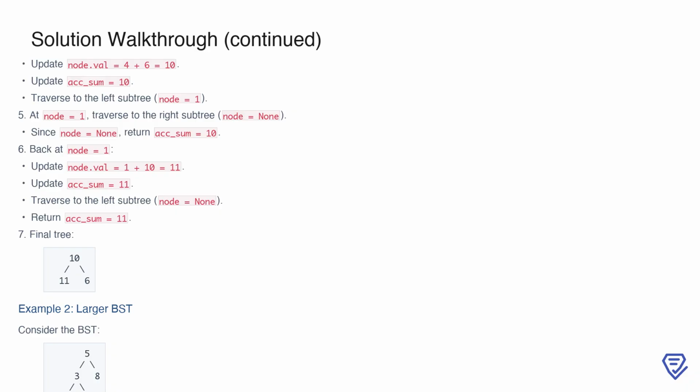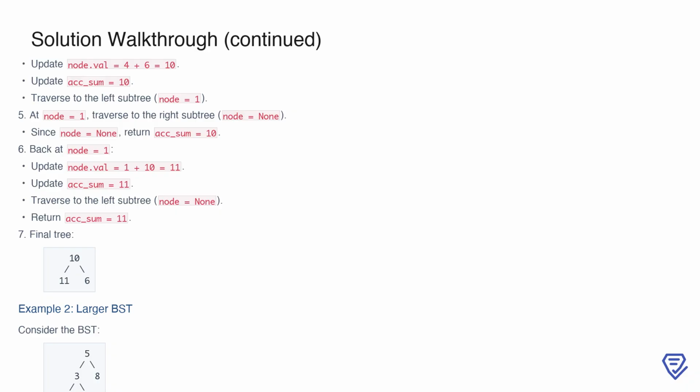At node 1, we first attempt to traverse right, but since there's no right child, we return the accumulated sum of 10. At this point, we update the value of node 1 to 1 plus 10 equals 11. The accumulated sum is updated to 11, and we proceed to traverse the left subtree of node 1. Since there's no left child, we return the accumulated sum of 11. The transformation is now complete, and the resulting tree is 10 as the root, with 11 as its left child and 6 as its right child.